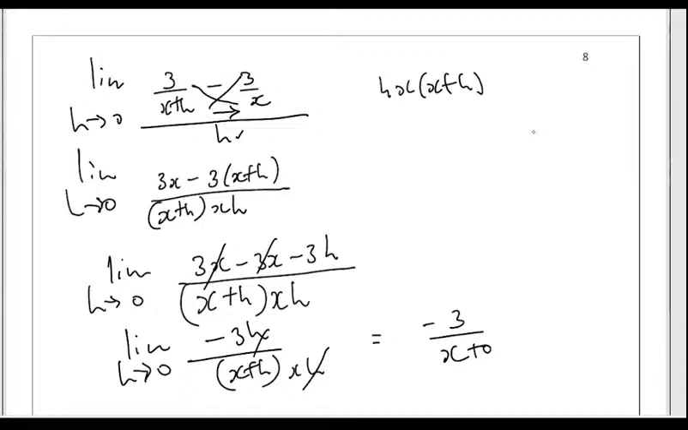This is now okay. And then there's x outside, meaning that our final answer should be negative 3 over x squared. Okay, so that is how we would have approached that first part of question 7.1.